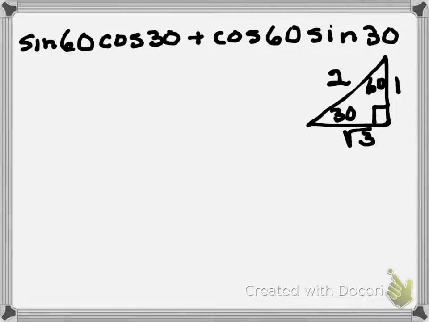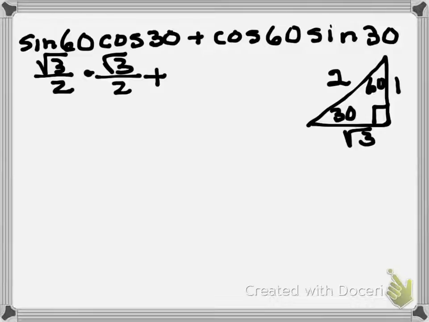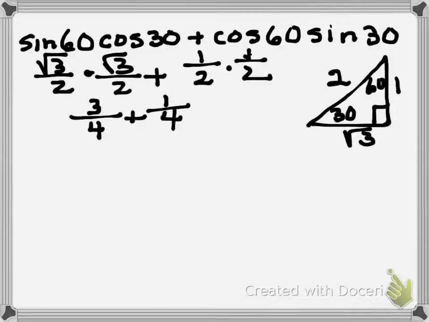The sine of 60, opposite 60 is the square root of 3, over the hypotenuse is 2, so you have the square root of 3 over 2, times the cosine of 30 is adjacent over hypotenuse, which is also square root of 3 over 2, plus the cosine of 60 is adjacent over hypotenuse, which is 1/2. The sine of 30 is opposite over hypotenuse, which is also 1/2. Square root of 3 times the square root of 3 is 3. And 2 times 2 is 4. 1/2 times 1/2 is 1/4. And the sum is equal to 1.